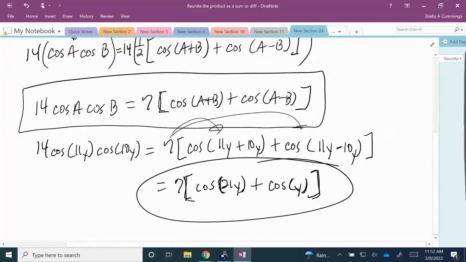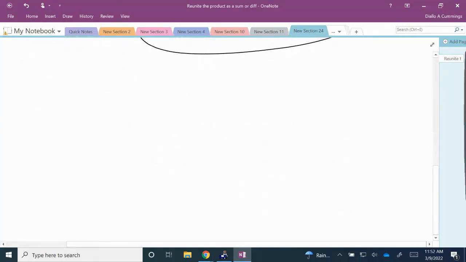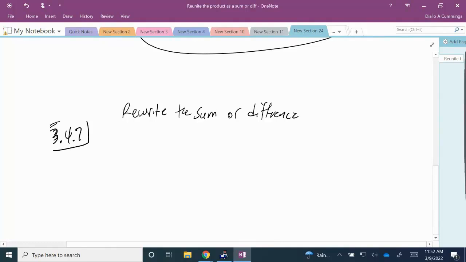All right, so the next thing we're going to do is look at the sum and difference. So in this example, this is similar to number 7. I'm going to just write this out as 3.4.7, and we're asked to rewrite the sum or difference.